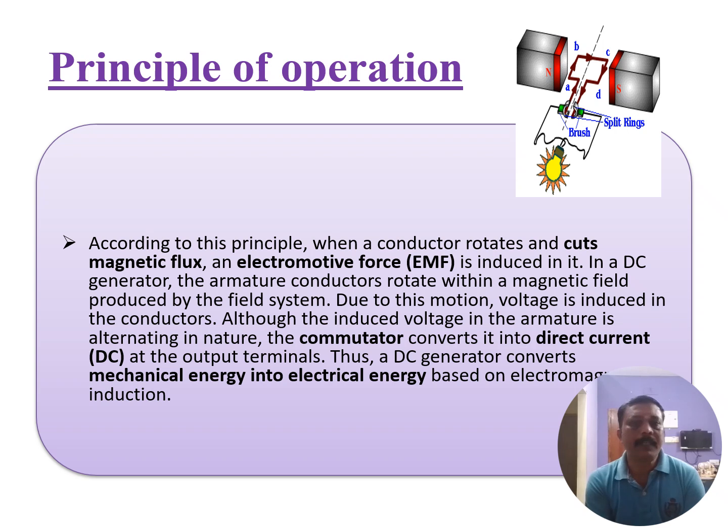Next, we will discuss the basic principle of DC generator. The DC generator works based on Faraday's law of electromagnetic induction. According to this principle, whenever a conductor rotates and cuts the magnetic flux, an electromotive force, EMF, is induced in it. In a DC generator, the armature conductor rotates within a magnetic field produced by the field system. Due to this motion, voltage is induced in the conductor. Although the induced voltage in the armature is alternating, the commutator converts it to direct current at the output terminal. Thus, the DC generator converts mechanical energy into electrical energy based on electromagnetic induction.